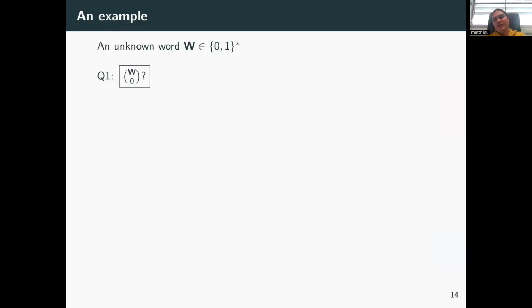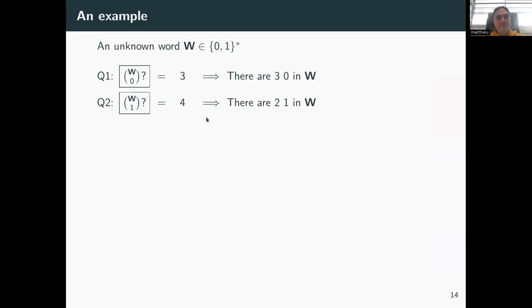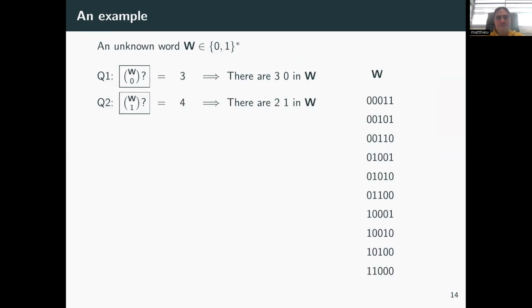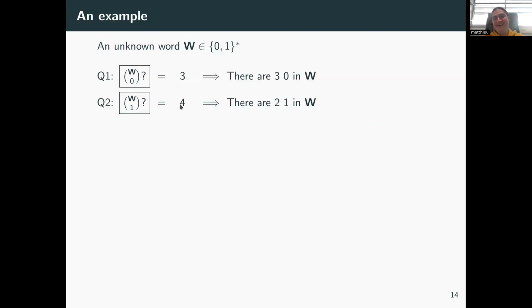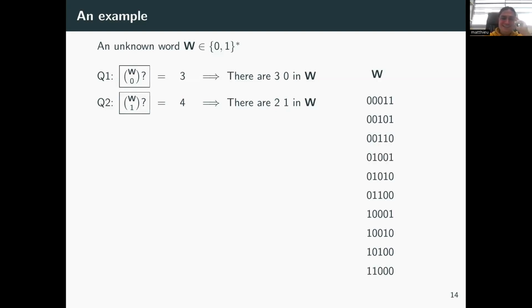Okay, so let's do a short example just to have some intuition about what could be going on. Well, the first thing I could do is ask how many occurrences of 0 in W. And this is going to give me the number of occurrences of 0 in W. So I know that there are 3 zeros in W. Now I could try to find the number of 1s in W. Sorry, I want that there are 2 1s in W. Okay, so now I know that W is one of these words. I've listed all the words which contain 3 zeros and 2 ones. There is a typo there.